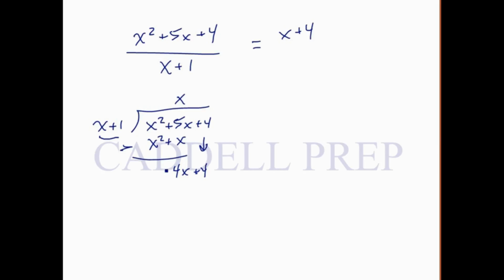So now how many times does x plus 1 go into 4x plus 4? So again, we're just going to focus on these first terms. What times x gives us 4x? A positive 4. Let's multiply it. 4 times x is 4x. 4 times 1 is 4. And when we subtract, we're left with 0. So x plus 1 goes into this perfectly, x plus 4 times, just like we found when we factored and reduced.